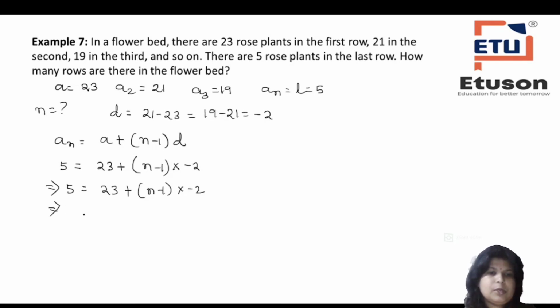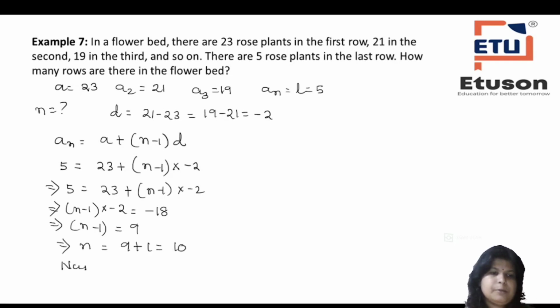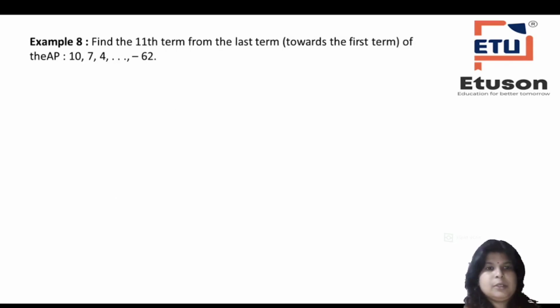Correct or not? So now n minus 1 into minus 2 will be equal to minus 18. It implies n minus 1 is equal to minus 18 divided by minus 2. It is 9. So n is equal to 9 plus 1, that is 10. So the number of rows in the flower bed is equal to 10. Correct? Hope you have understood, children. So with this we come to the next problem.